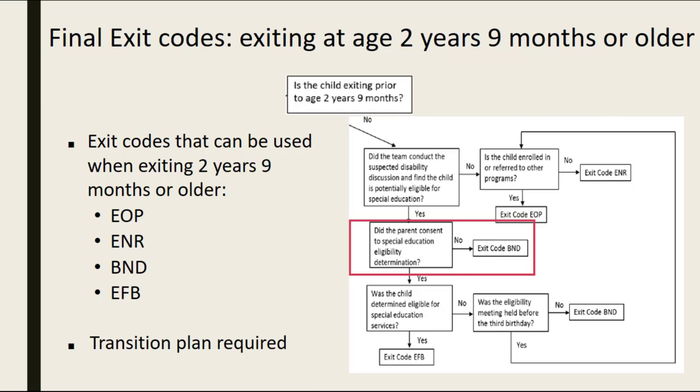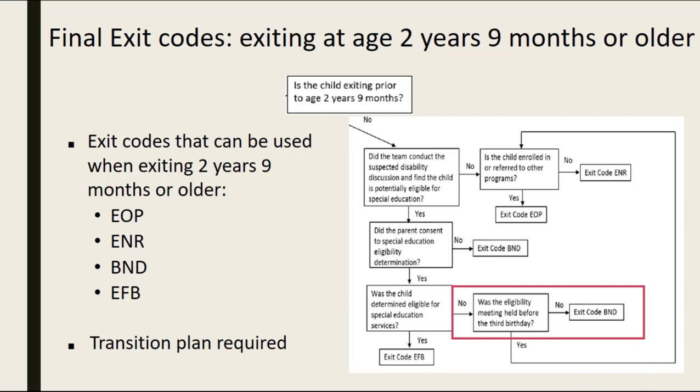If the team suspects the child is potentially eligible, but the parent does not consent to an evaluation, exit code BND is used. Exit code BND is also used when a parent has consented to an evaluation, but an eligibility meeting is not held before the child's 3rd birthday, and therefore eligibility for early childhood special education services was not determined at exit.